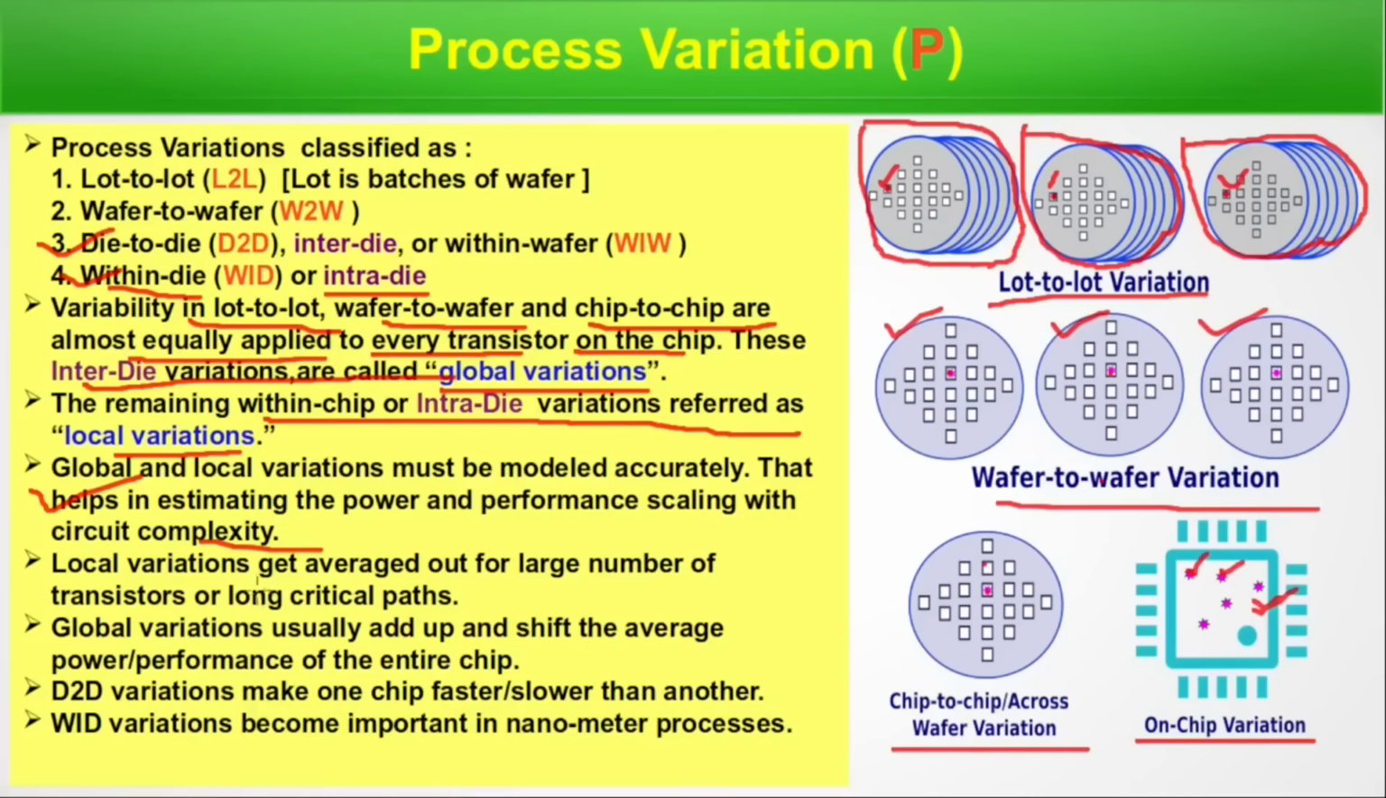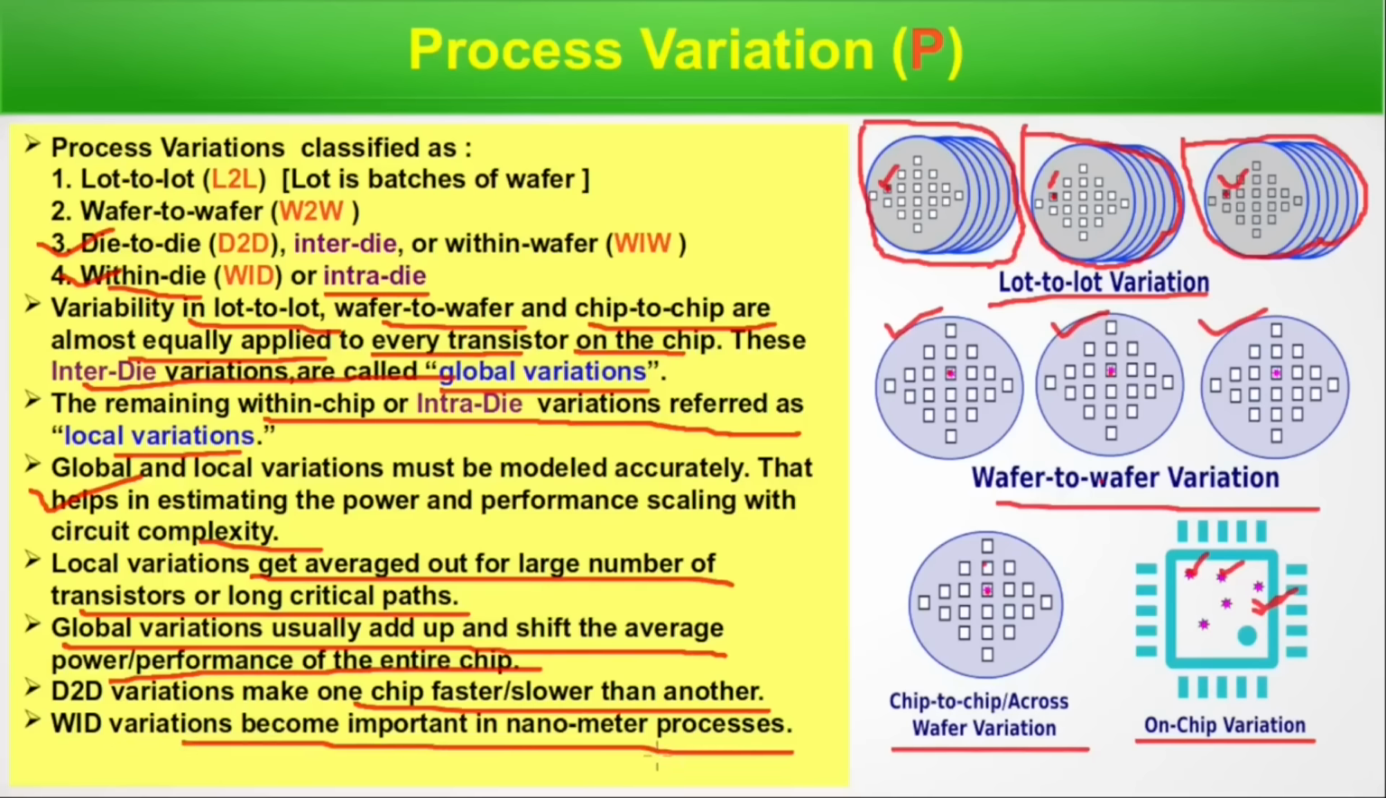Local variations get averaged out for a large number of transistors or long critical paths, and global variations usually add up and shift the average power and performance of the entire chip. Die to die variations make one chip faster or slower than another. Within die or intra die variation becomes very important in nanometer processes. So we are done with this slide.